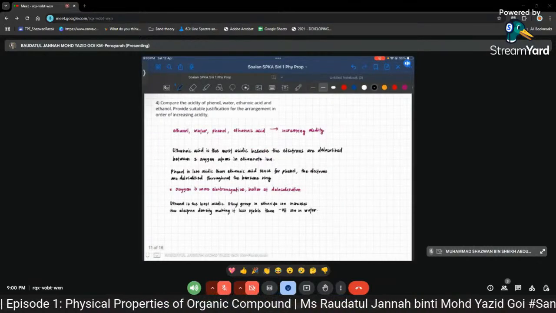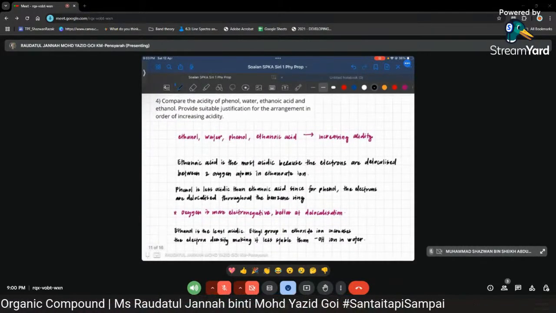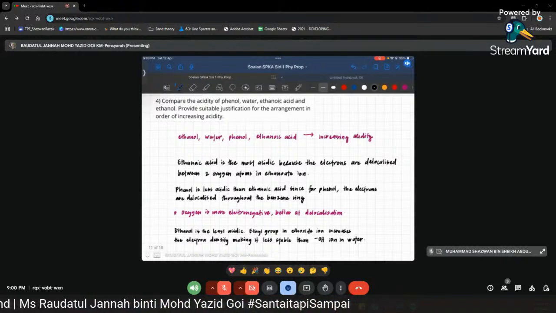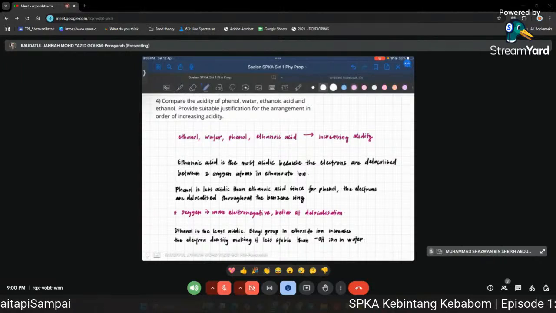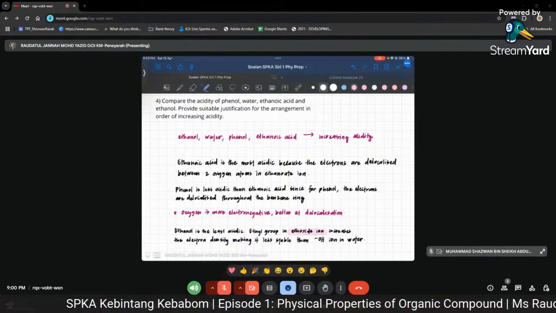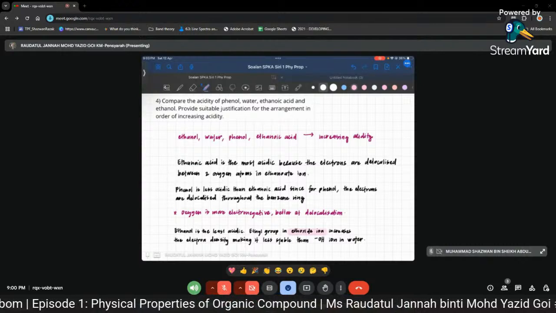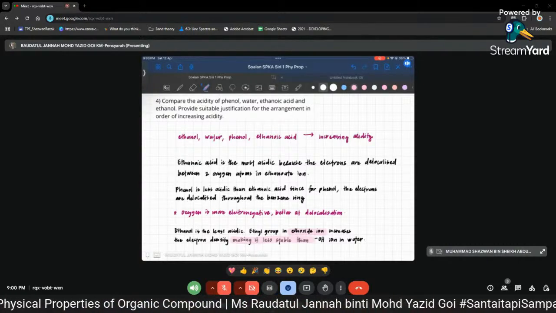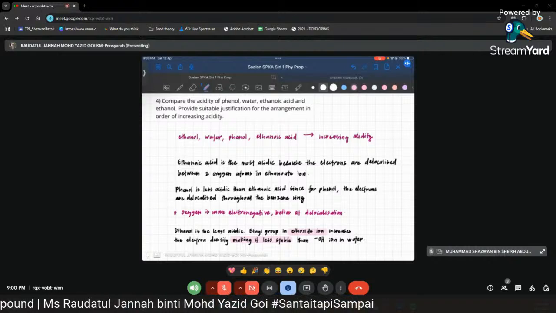So the first one, we need to arrange in the order of increasing acidity. So like what we said earlier, ethanol is the weakest acid among them all. The reason why is that ethanol forms the ethoxide ion. Okay? And the presence of the alkyl group, or the presence of an electron donating group in the structure, makes it less stable than the other conjugate bases that you will form.